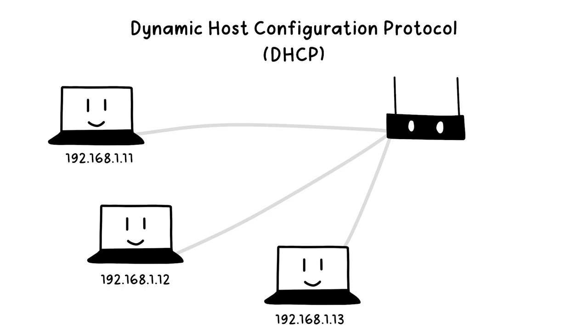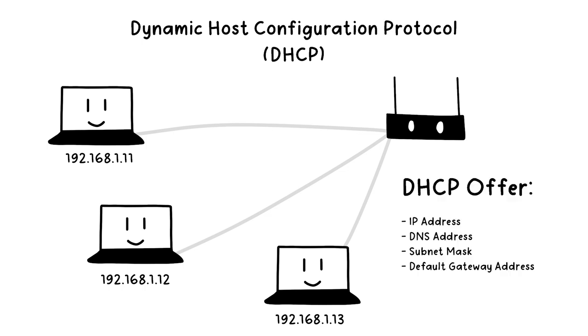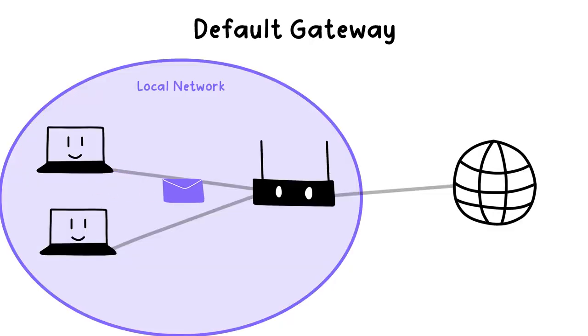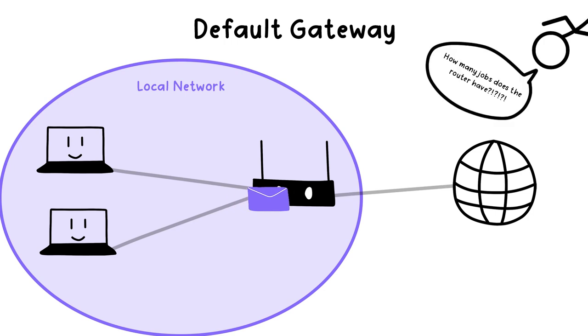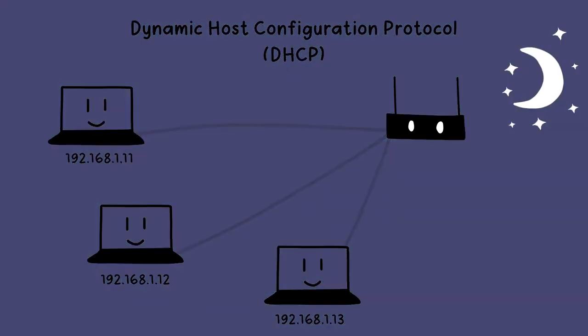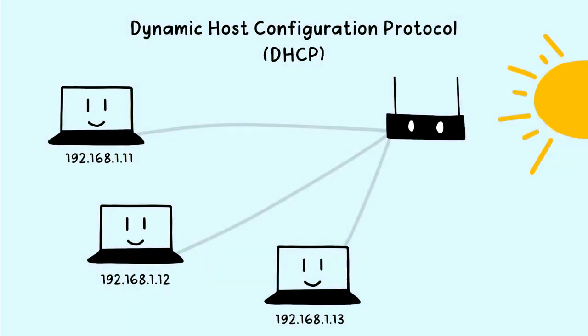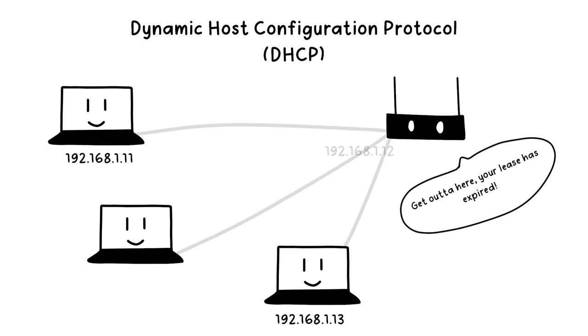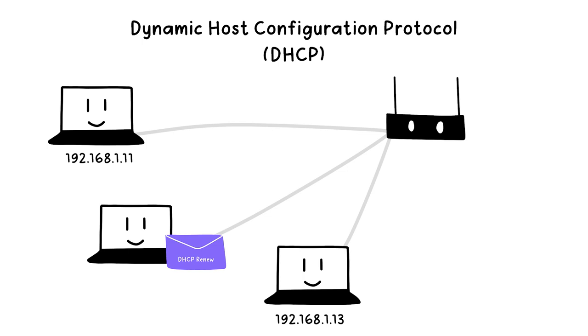Besides that, it also offers the DNS address, subnet mask, and default gateway address. The default gateway is simply the device that your client sends data to that are meant to leave the local network. This is usually the router, since it has the job of connecting your local network to the internet. The DHCP server only leases the IP address, usually for about a day. This is so if the device were to be disconnected, the IP address can be freed and used for another device. But if the device were to stay connected, it can send a request to renew the IP address.